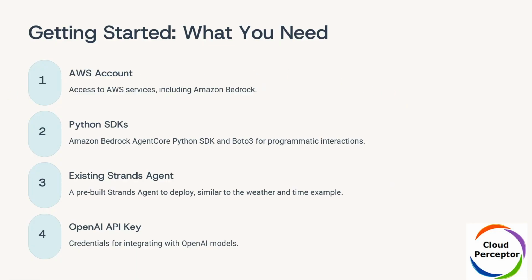So to get started, you will need an AWS account, Python SDKs like Boto3 and Agent Core SDK, a pre-built Strands agent, and an OpenAI API key for model access. Now let's dive deep into the code and execute it to see how it works. Follow me along with the hands-on demo.